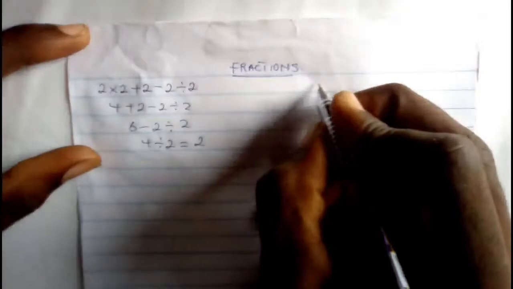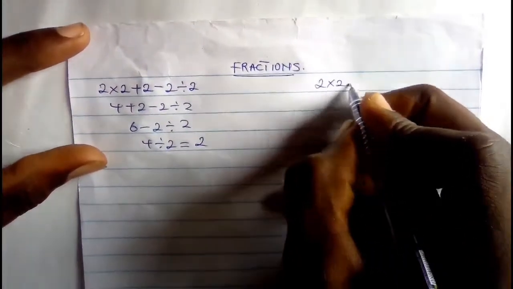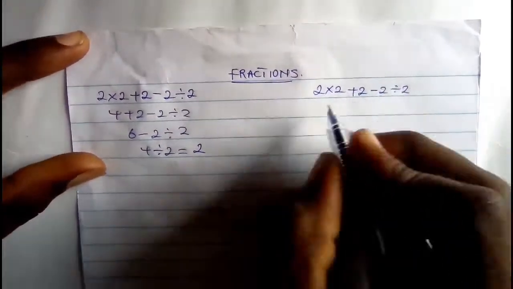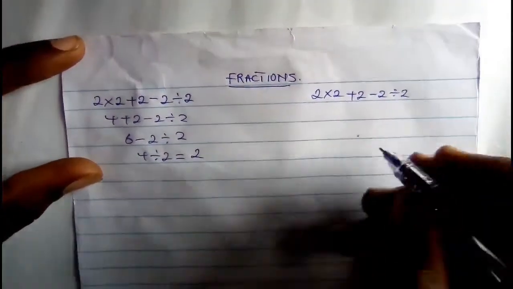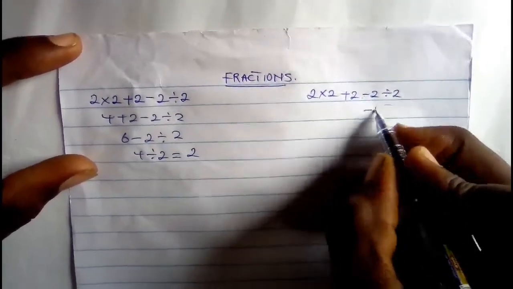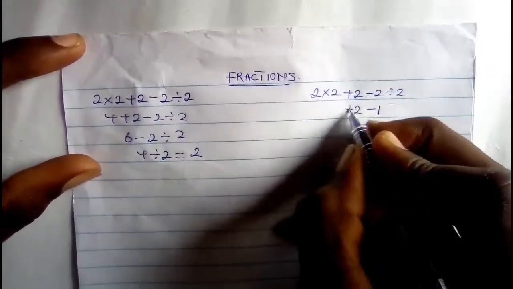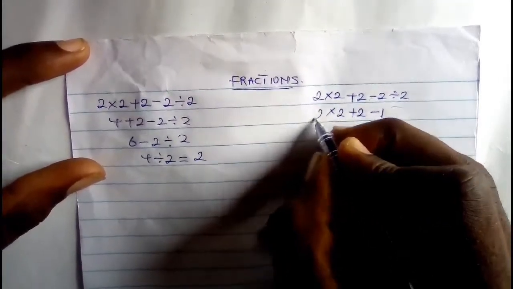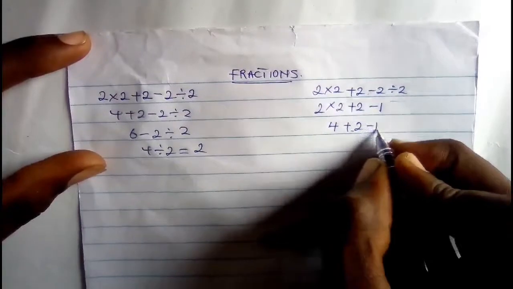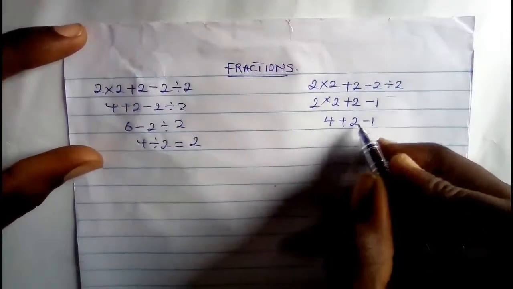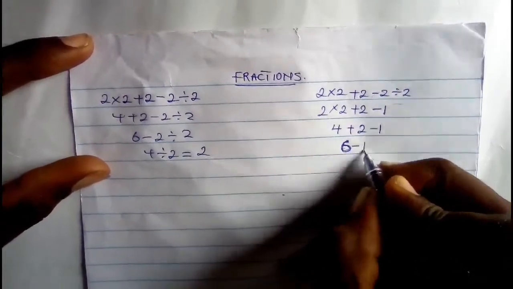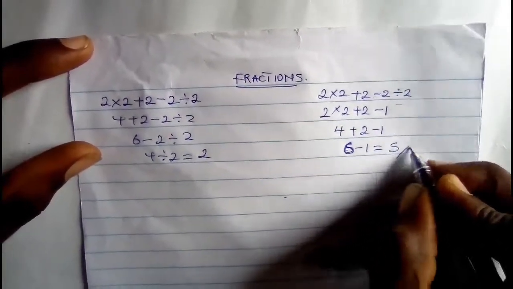So let me just give you the main thing. You need to apply what we call BODMAS. So if you apply BODMAS, minus 2 divided by 2 will give you minus 1. So let me just bring the other values here. Then 2 times 2 will give you 4. 4 plus 2 minus 1. 4 plus 2 gives you 6. 6 minus 1 gives you 5.